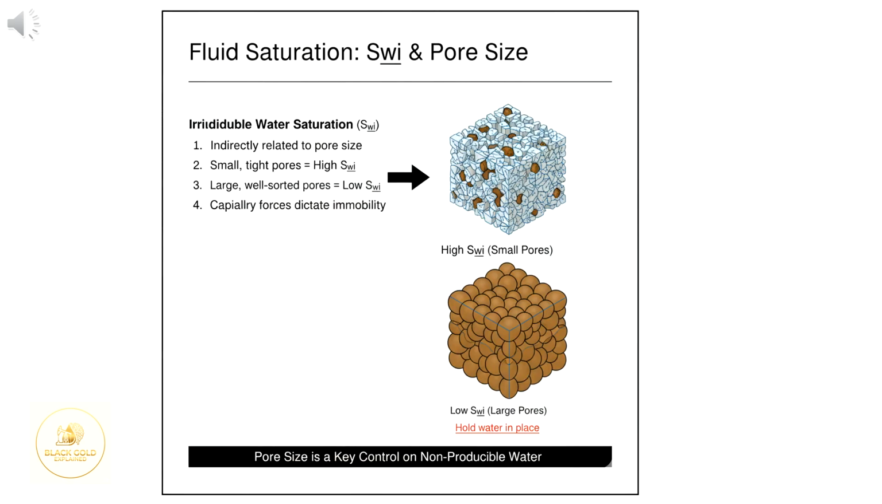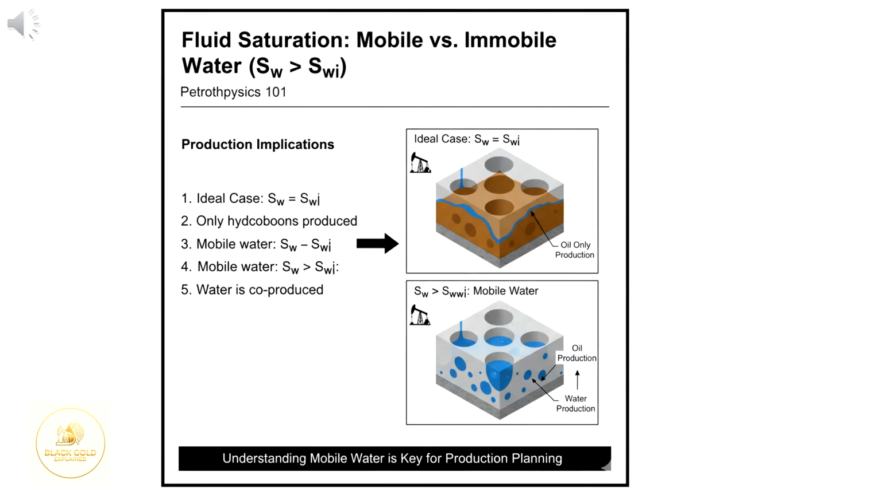SWI is indirectly related to pore size. In rocks with very small, tight pores, capillary forces are high, leading to high SWI. In rocks with large, well-sorted pores, SWI is lower. In the reservoir zone we want to exploit, the measured water saturation SW should ideally be equal to SWI. If SW is greater than SWI, that extra mobile water will be produced with the hydrocarbons.